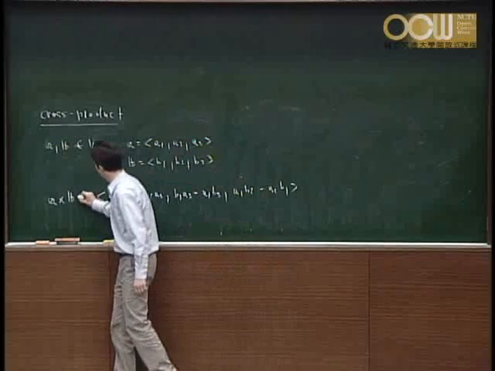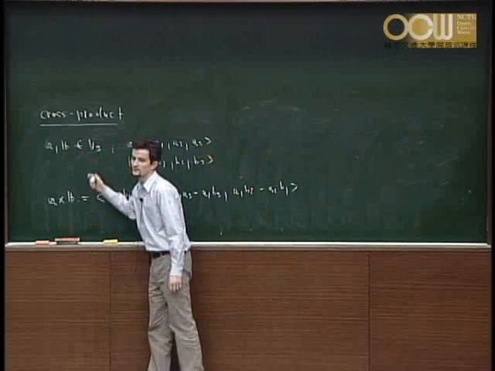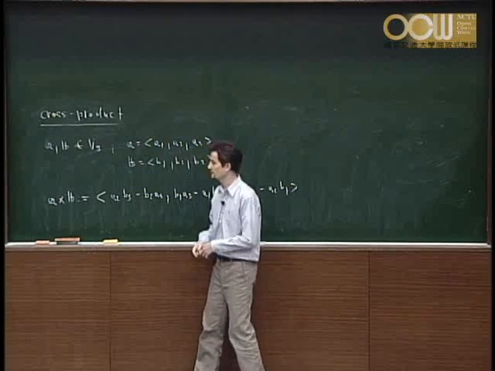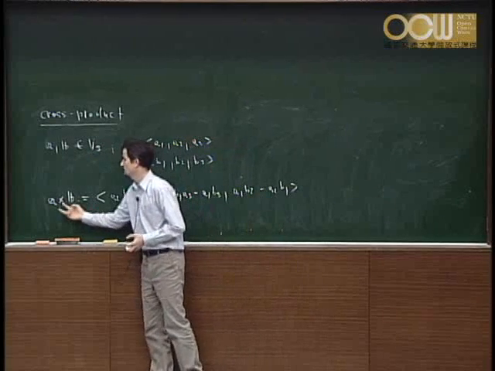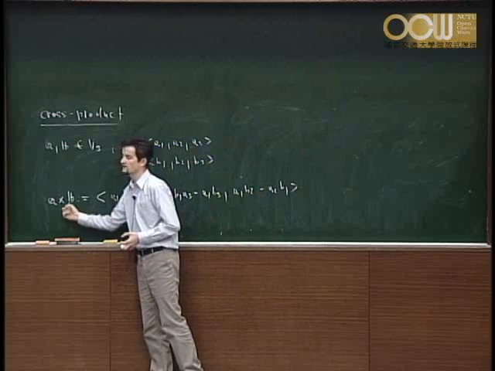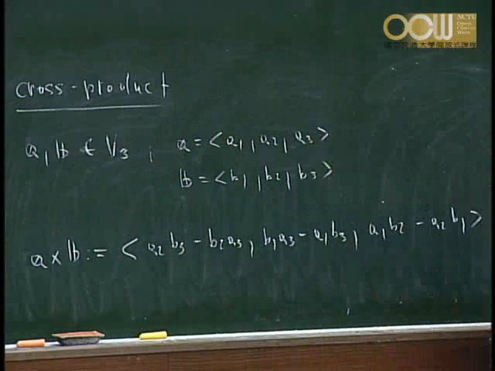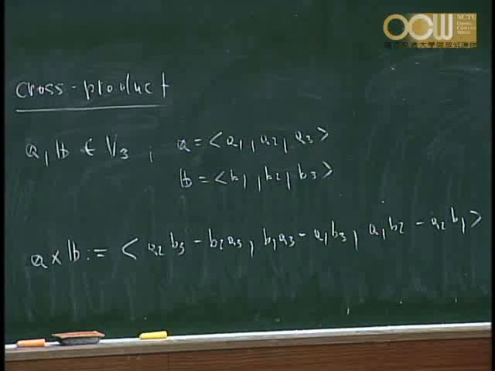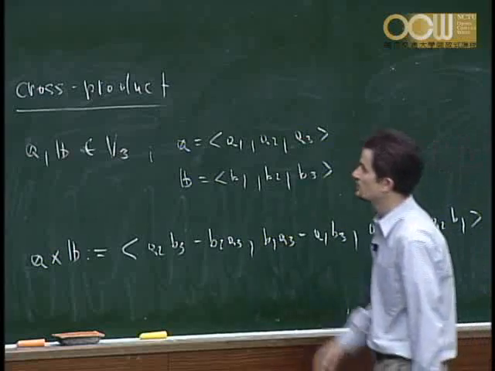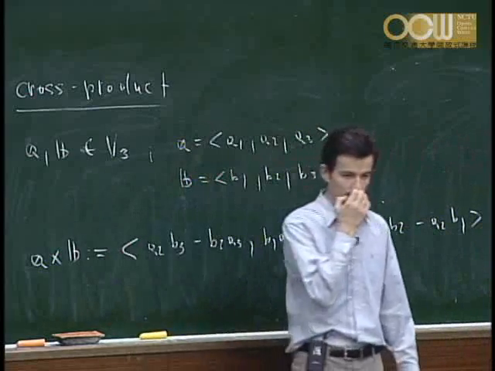If you have two vectors in the three-dimensional vector space over the real numbers, you define a product between those two vectors as this new vector. This is different from the dot product. The dot product is just a number, whereas the cross product gives you a vector.